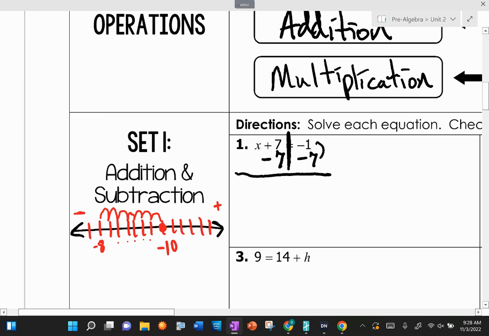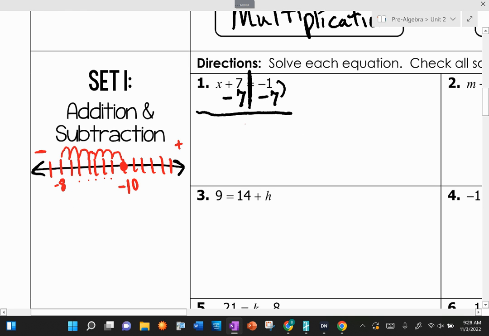Okay, so we got -1 plus -7. It's going to be -8. What's +7 minus 7? 0. And that's what we want. We want those to cancel out. Then I'm going to bring down x. We've got x equals -8. And it's good.